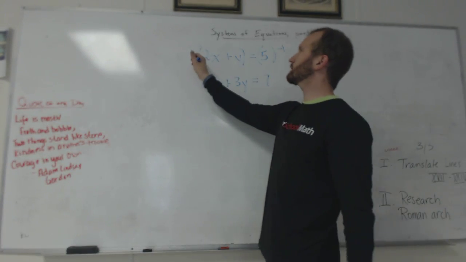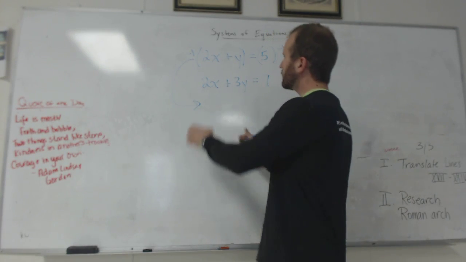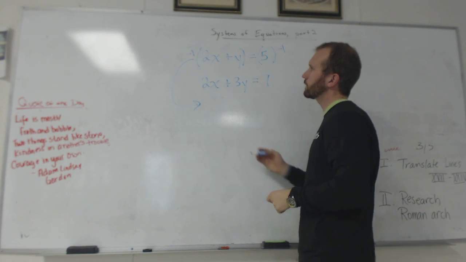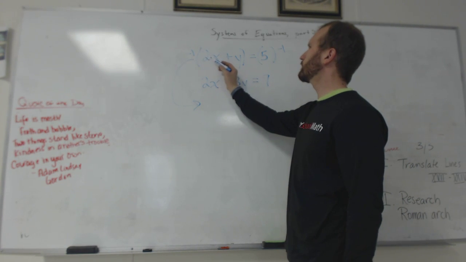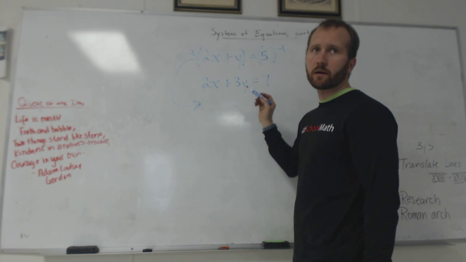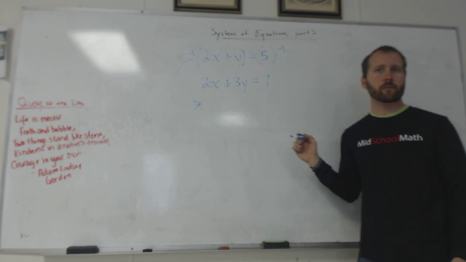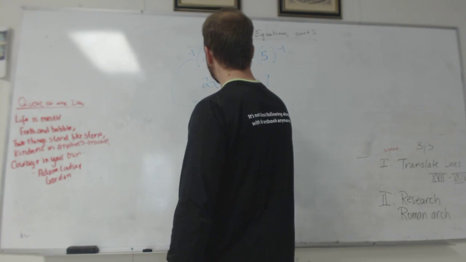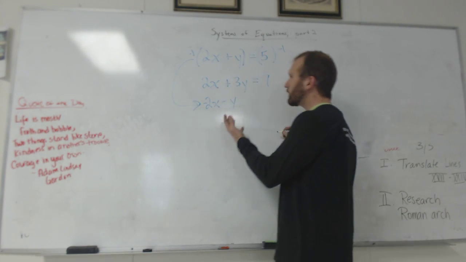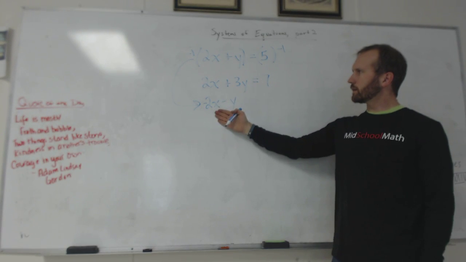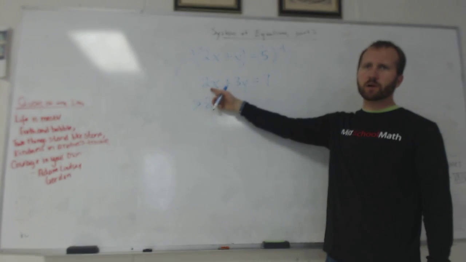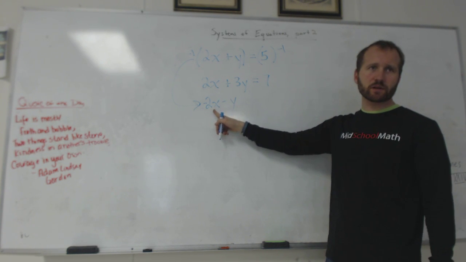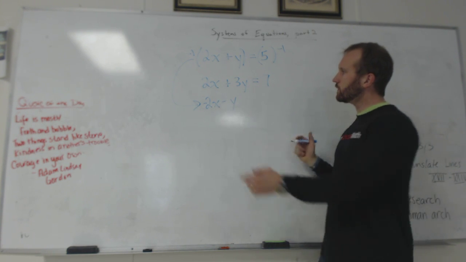All right. I'm going to rewrite this down here beneath this one that I didn't change. What is negative 1 times 2x plus y? What would that give me? Negative 2x minus y. Before we go any further, this is great. Here's my second equation and here's the first equation that I changed.